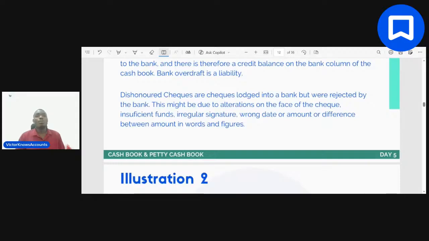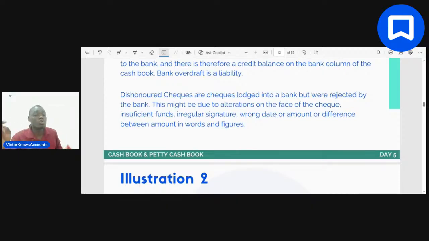So it majorly has an effect and causes a discrepancy between the bank statement and the bank column of the cash book. But when we get to the bank reconciliation statement, we're actually going to discuss that better. So dishonored checks are checks lodged into a bank but were rejected by the bank.